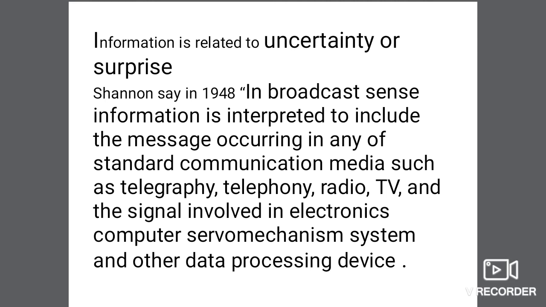Shannon said in 1948 that, in the broadcast sense, information is interpreted to include the message occurring in any of the standard communication media such as telegraphy, telephony, radio, TV, and signals involved in electronics, computers, servo mechanism systems, and other data processing devices.